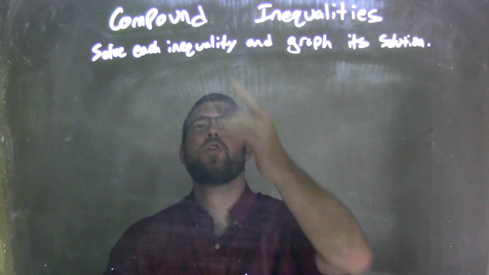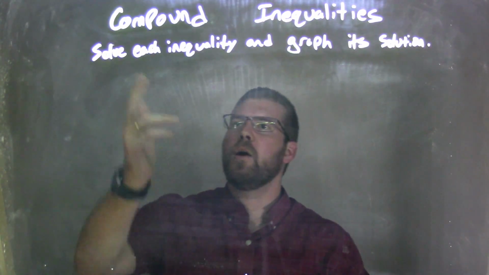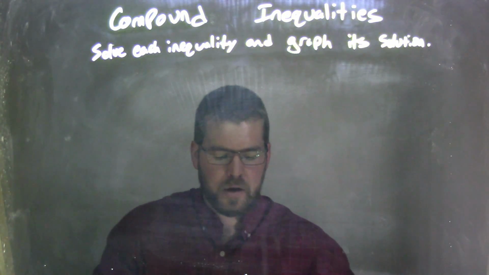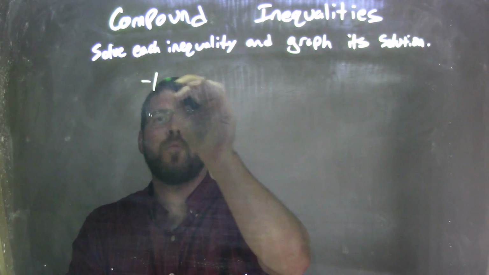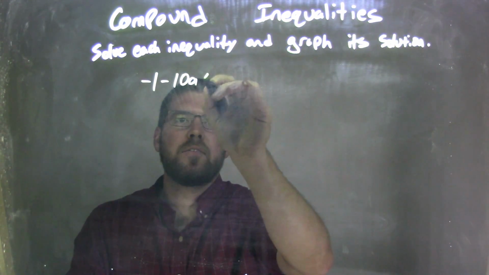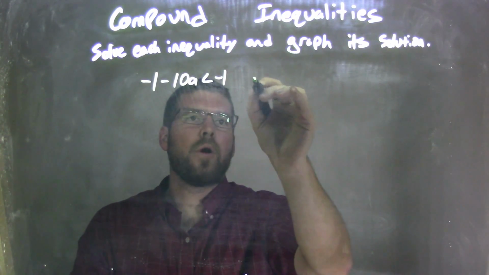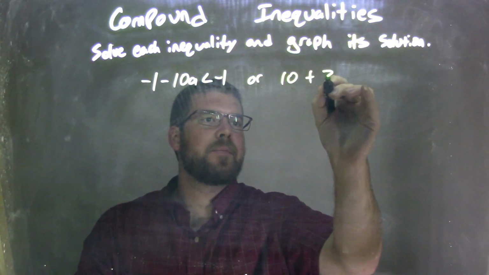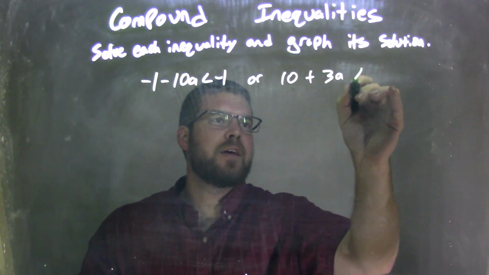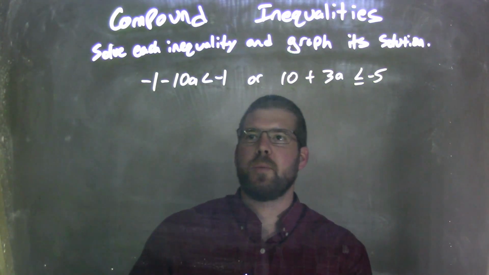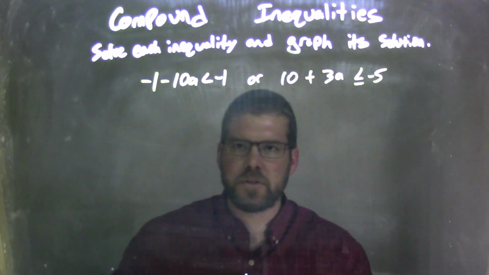And today we're going to learn about compound inequalities. We're going to solve each inequality and graph its solution. So if I was given this inequality, -1 minus 10a is less than -1, or 10 plus 3a is less than or equal to -5. Okay? Well, our first step here is I'm going to solve each inequality individually.